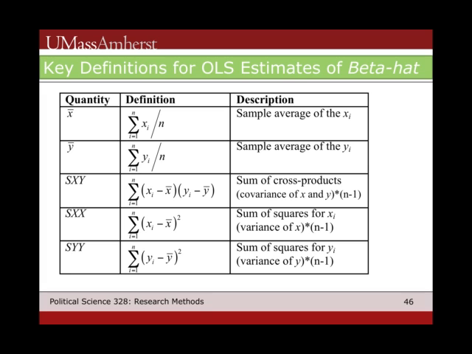So what are the key definitions when we're thinking about these OLS estimates? This is just to help you interpret some of the math here. We've got the mean of x, the mean of y. We've got the sum of the cross products, or the covariance of x and y, and also the sum of squares for the x's, so this is just the variance of x, and also the sum of squares of the variance of y. And again, these are times 1 over n because that deals with all of our 1 over n's.